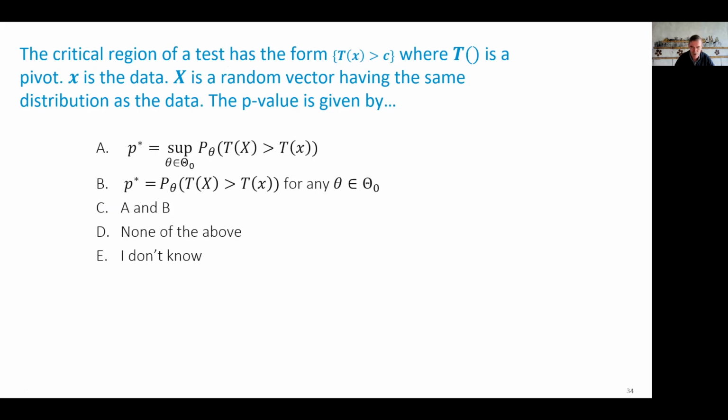So here is a small statement I submit to your examination. The critical region of a test has the form test statistic larger than C, where T is a pivot. X is a random vector having the same distribution as the data. What do you think is a valid statement for the p-value?